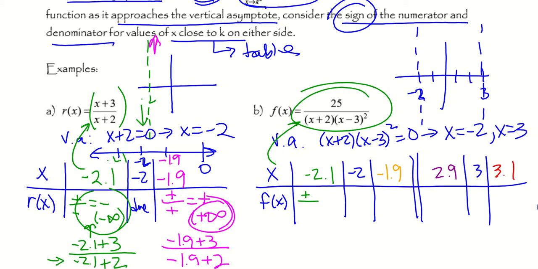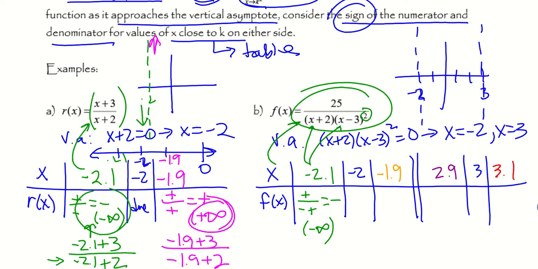On the bottom, negative 2.1 in for x, plus 2 is going to be negative, and then negative 2.1 minus 3 is negative, but we're squaring that, which makes it positive. A positive divided by a negative and a positive will be negative, which tells us our graph is going down towards negative infinity as it gets close to negative 2 from the left.